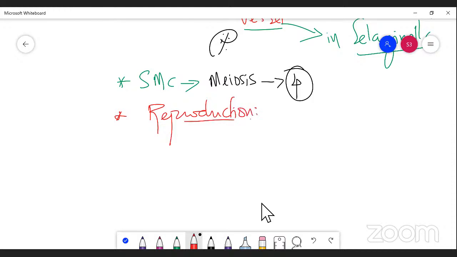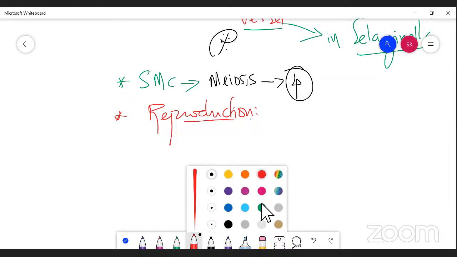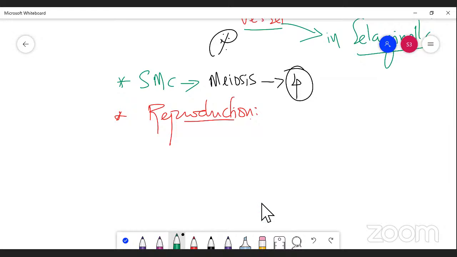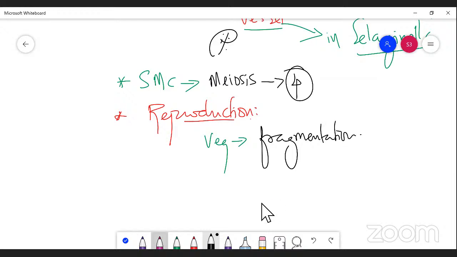Here there are three types of reproduction. One is sexual, another is asexual, and the third one is the vegetative method. First of all, let me take vegetative reproduction. Vegetative reproduction takes place by means of fragmentation, second, tuber formation or resting buds, third, tuber, and fourth, adventitious buds.